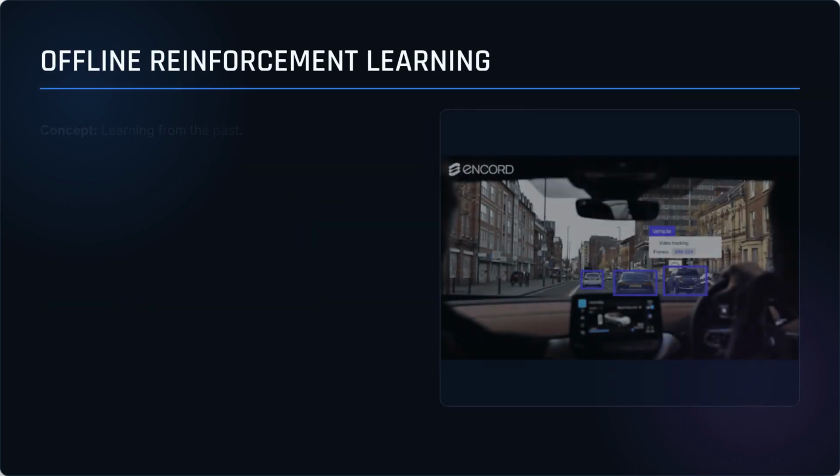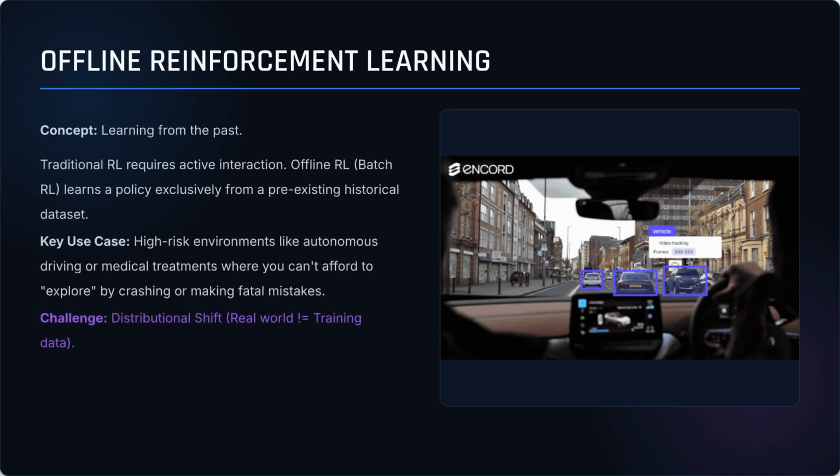Offline reinforcement learning is the concept of learning exclusively from a pre-existing historical dataset, rather than requiring active interaction. This is crucial for high-risk environments like autonomous driving, where exploring through fatal mistakes is unacceptable.